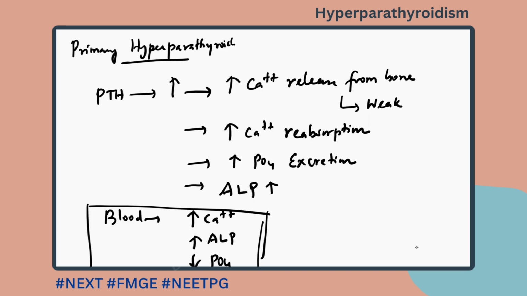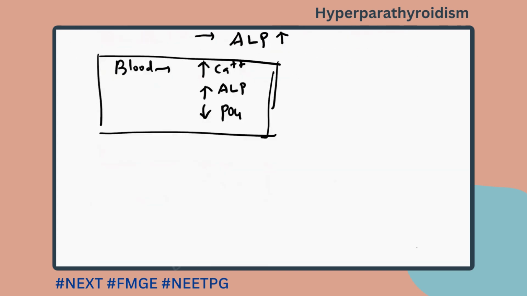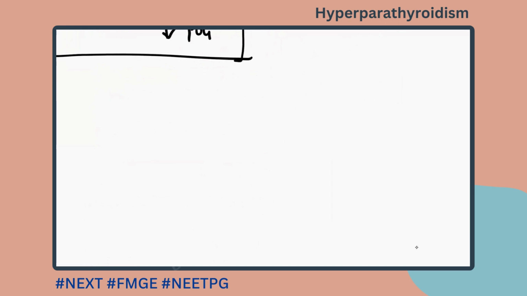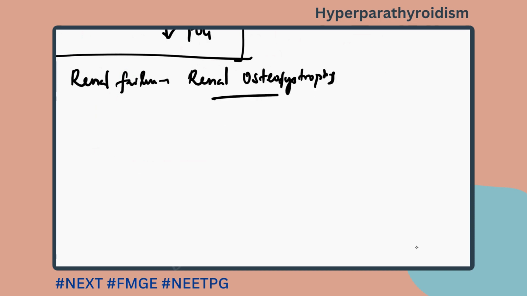What is secondary hyperparathyroidism? Secondary hyperparathyroidism is commonly seen in a condition called renal failure. So we call this renal osteodystrophy. Now, what happens in renal failure?